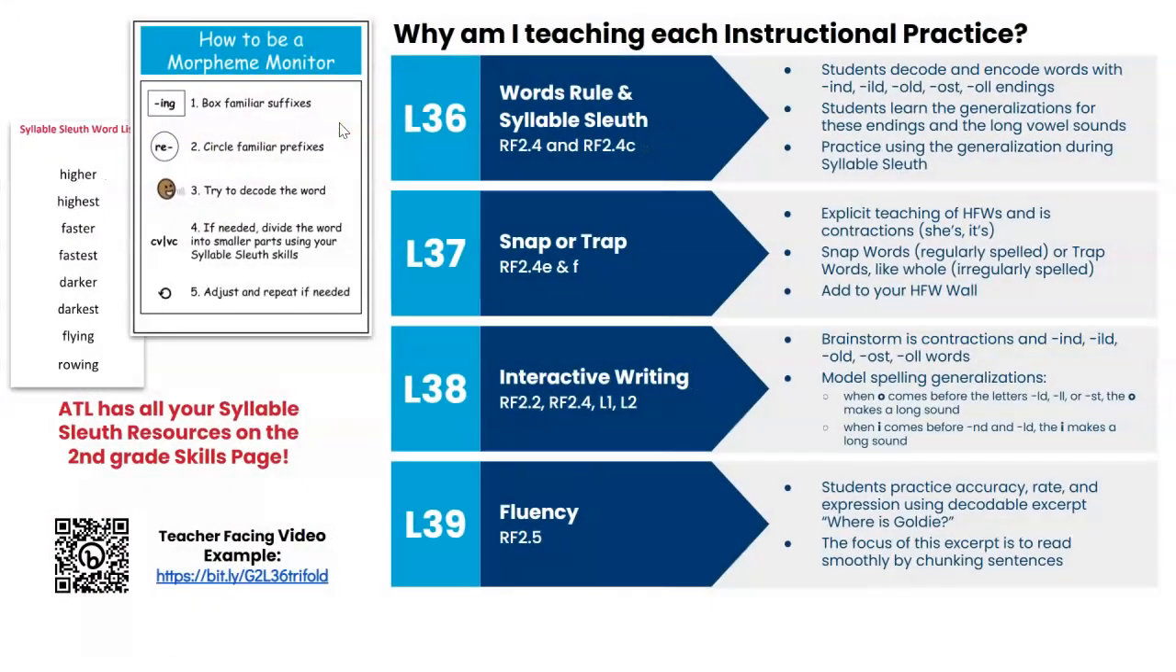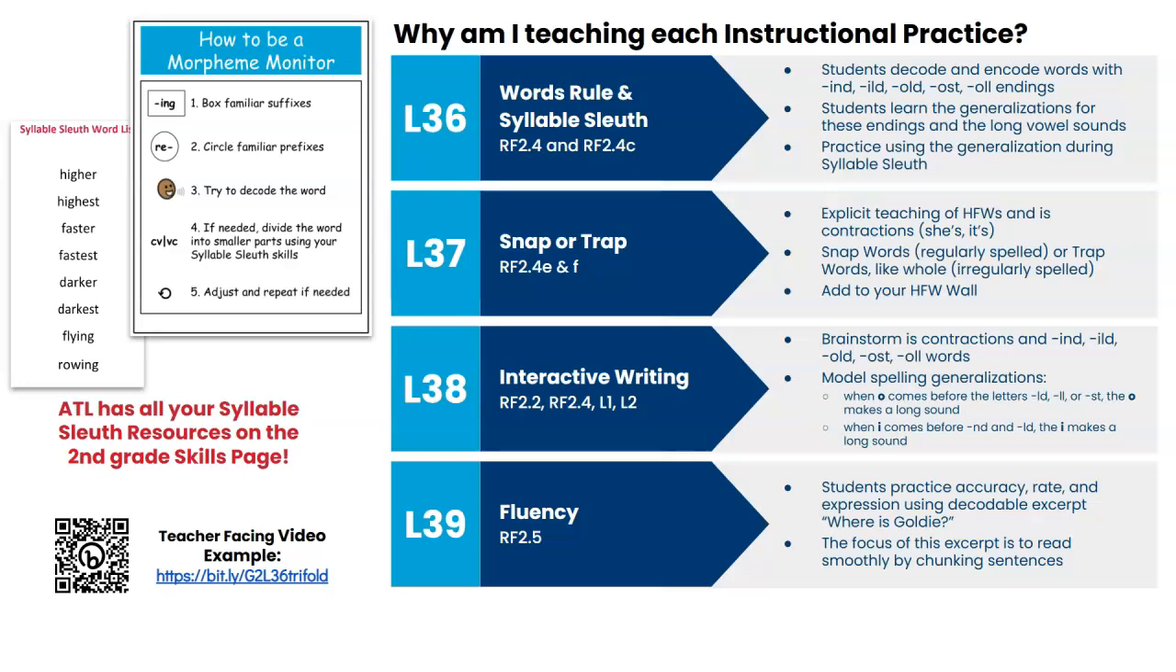In Cycle 8, we continue working in the early consolidated alphabetic phase, where students are introduced to more complex sound spelling patterns and generalizations. Lesson 36 kicks off the cycle with words rule and syllable sleuth. Remember to always teach words rule first to introduce the new syllable type or pattern. In words rule, students decode and encode with -ind, -ild, -old, -ost, and -ol endings. It may be helpful to make a mini anchor chart for this generalization.